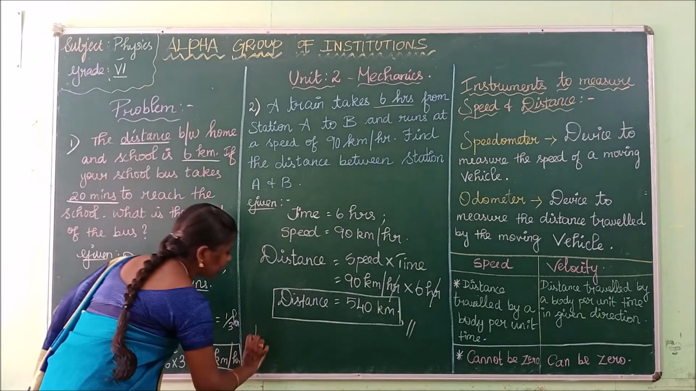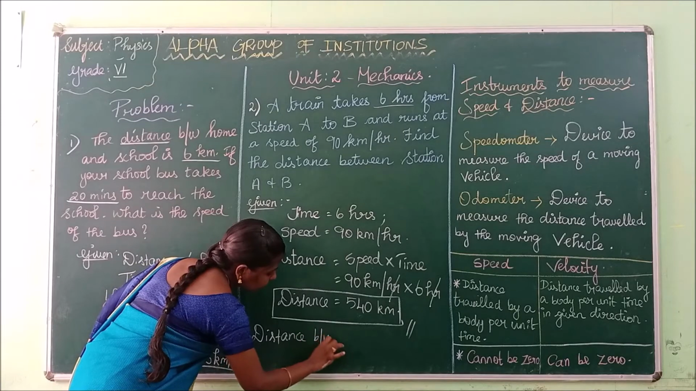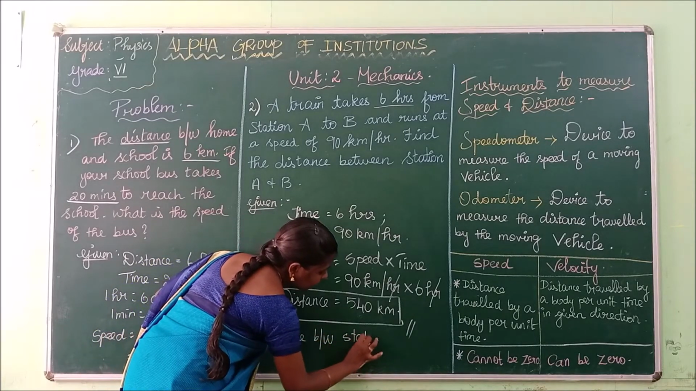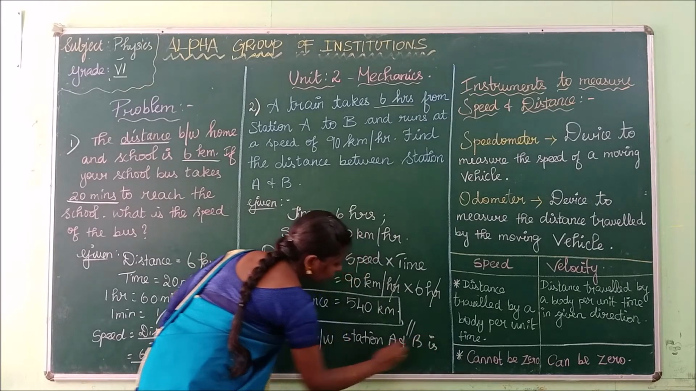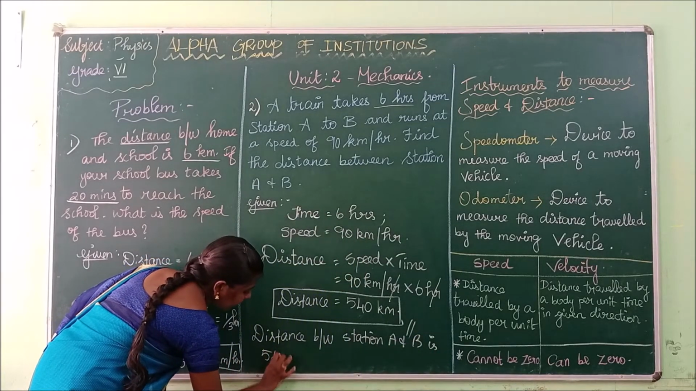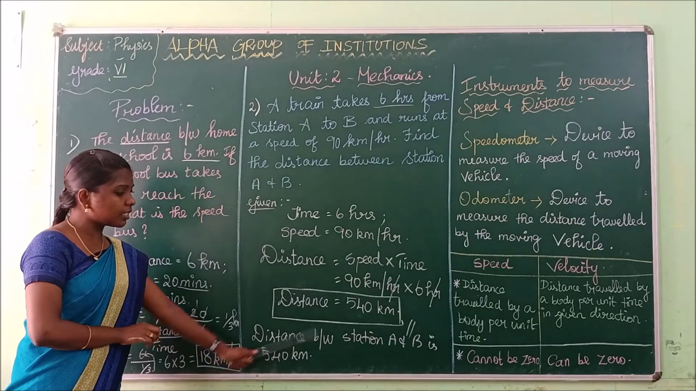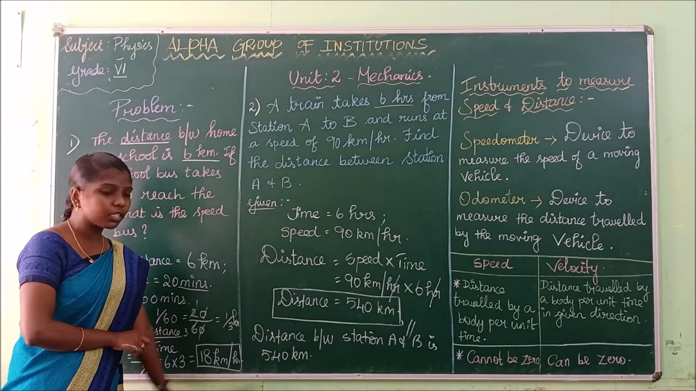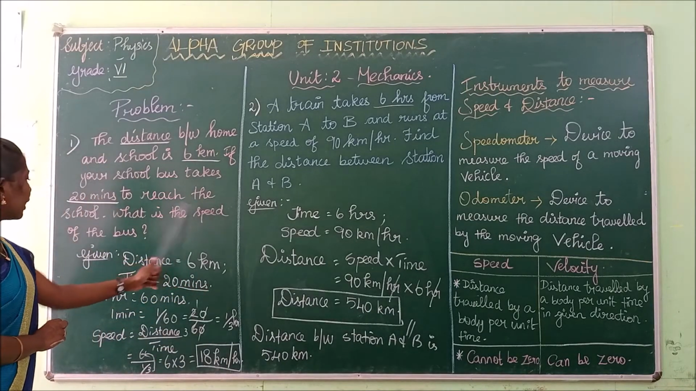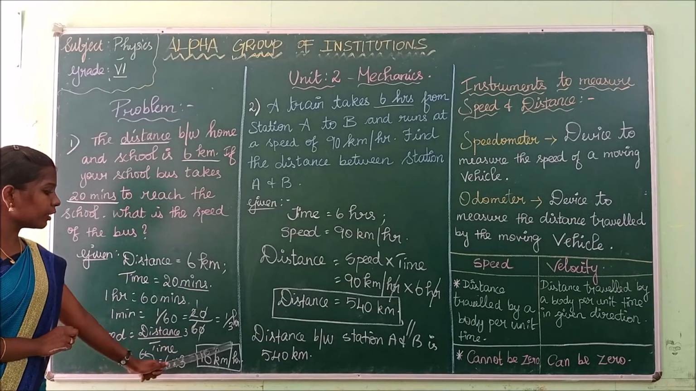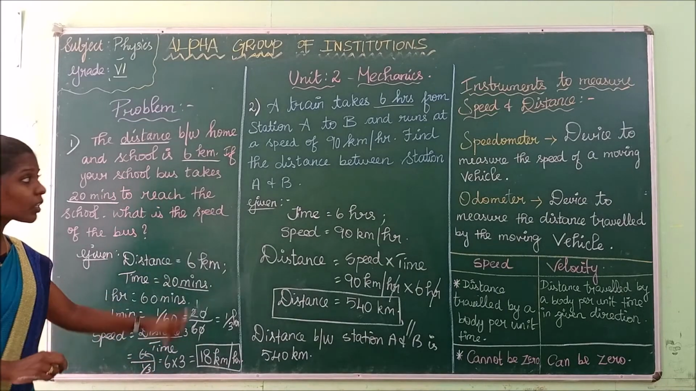At last we have to write distance between station A and B is 540 kilometer. Okay, at last we have to write the distance between station A and B is 540 kilometer. Here also you have to write speed of the bus is 18 kilometer per hour. Okay, you have to write at the last. Yes.